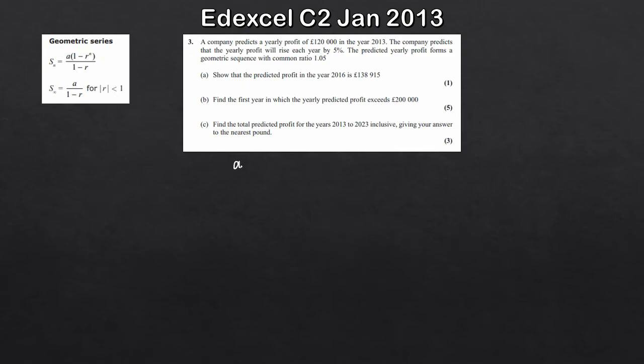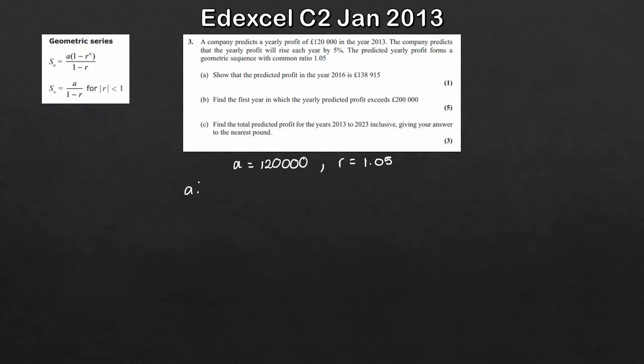So let's write down our A and our R. What's A? Well, A is just our first term in the sequence, which, like we can see here, is 120,000. Okay, so that's just A. R, the common ratio, we're told in the question is 1.05. So nothing extra to do with that. So at this stage, now we can start applying all the formulas that we need.